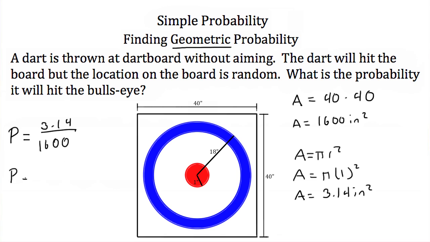Find that in decimal form, and that's approximately 0.002. So the random probability of throwing a dart and hitting the bullseye is less than 1%. It's a 0.002 probability of hitting the bullseye. So that's the geometric probability, and that completes the tutorial on simple probability.